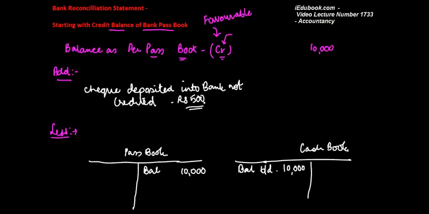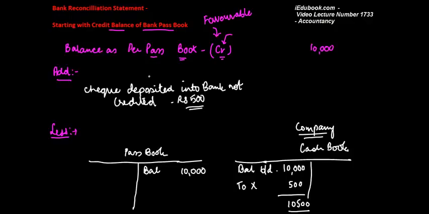So when we have check like this, what is the entry that you pass? In the books of the company, cash book is prepared, and the company will pass an entry, cash or bank account debit to, let's say X is the party from whom this check is received, 500. So the balance will be how much? 10,500 in the cash book, but 10,000 in the passbook, right?